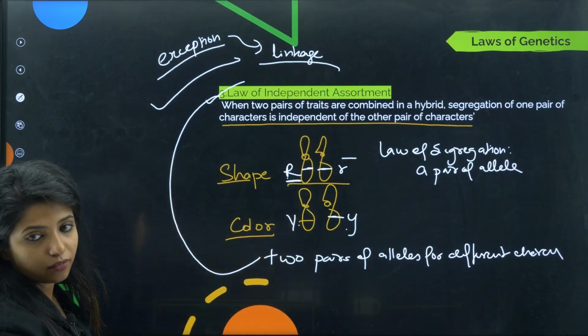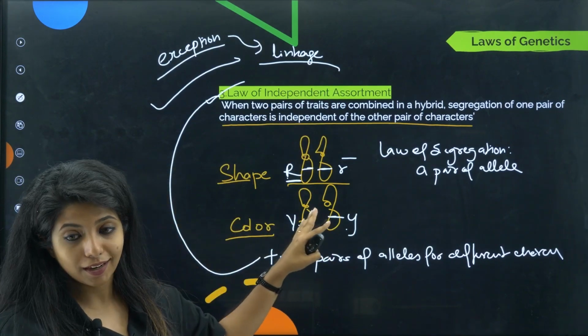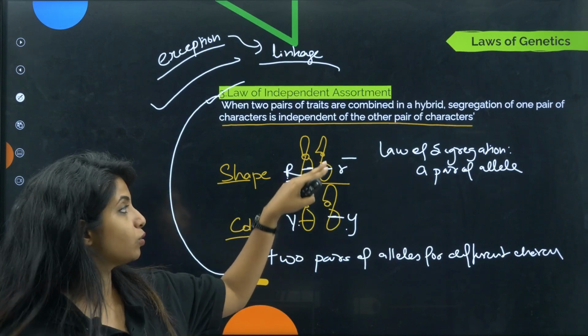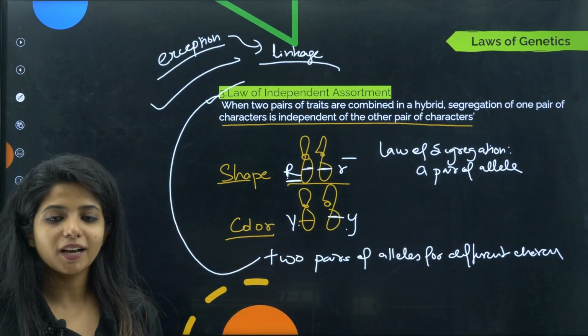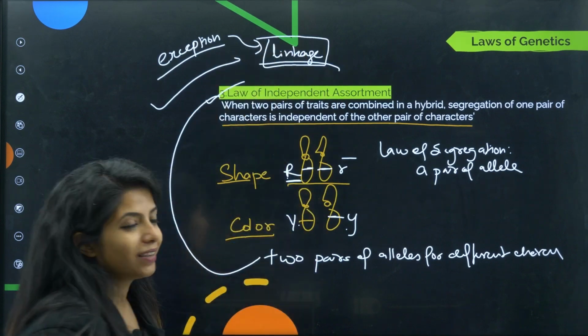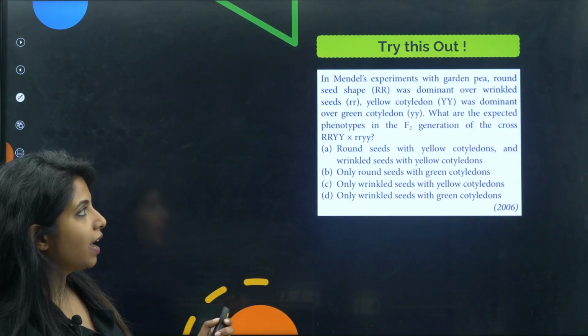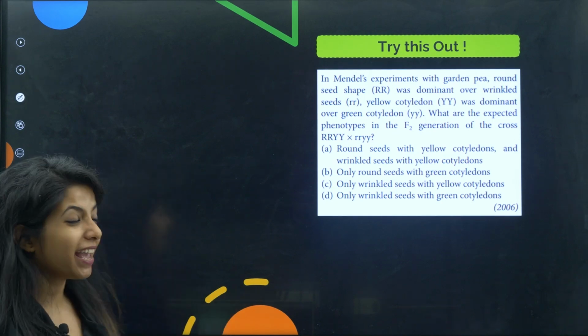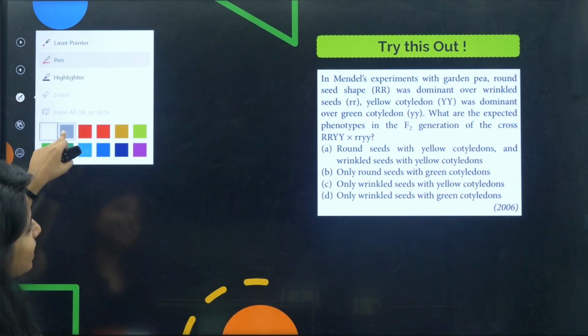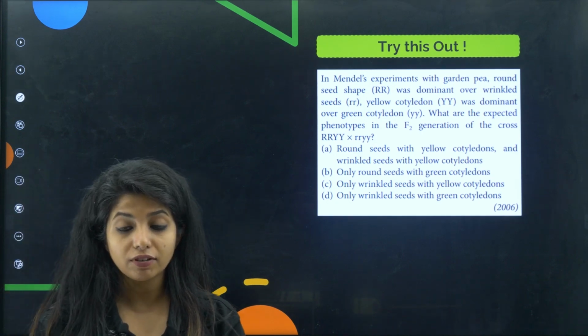It's not that you will always have 2 separate chromosomes for each allele. It can be on 1 chromosome also. That's a problem, and you will come to know about that really soon when we talk about linkage. So law of independent assortment has exceptions, and law of dominance also has exceptions.